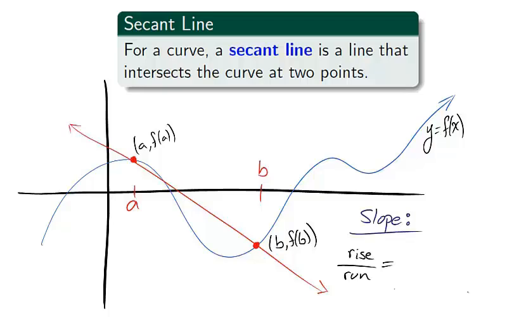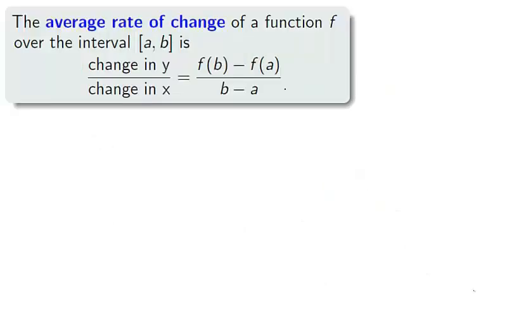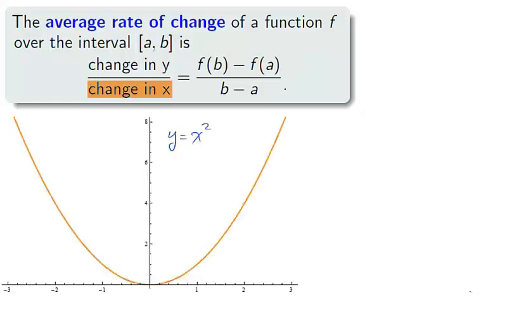What is the slope of a secant line? As the secant line passes between the 2 points, we can calculate the slope by taking the rise over run. That is b's y value minus a's y value, the rise, divided by the difference of b and a. The slope equation for a secant line is known as an average rate of change. A rate of change is a measure of how input changes affect output changes.